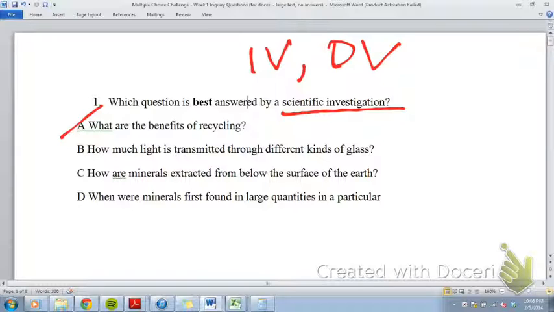How much light is transmitted through different kinds of glass? Well, I see the word different, so that must mean something's being changed. And how much light is what you're measuring. That's your dependent variable. So your answer for the first question was B. If you got that right, you are 1 for 1 on your multiple choice challenge.